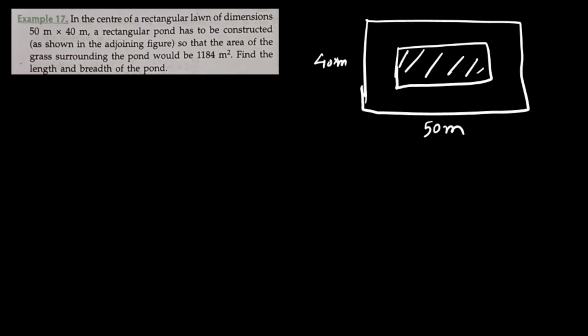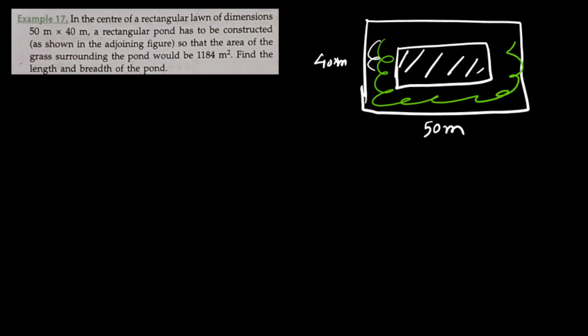So one rectangular lawn is there. You might have seen this type of situation in real life also, especially when we walk inside rectangular parks. You can imagine that type of situation. So a rectangular lawn is there. In the center of that, one pond has to be constructed, which is again rectangular in shape, so that the area of the grass surrounding the pond. So here we have grass. This area we have grass.